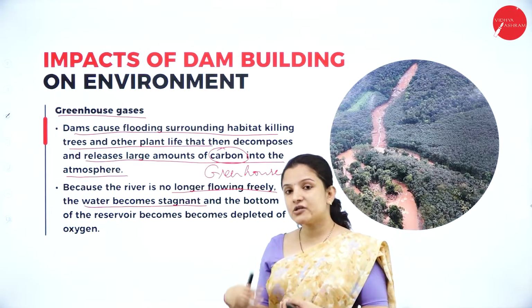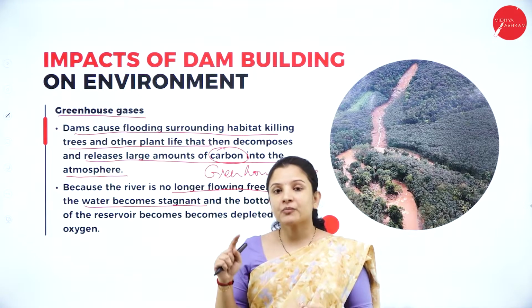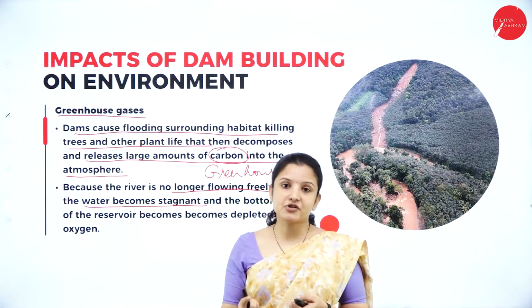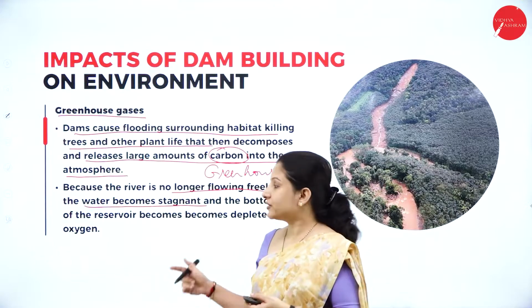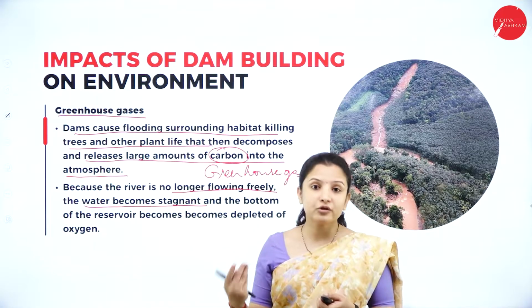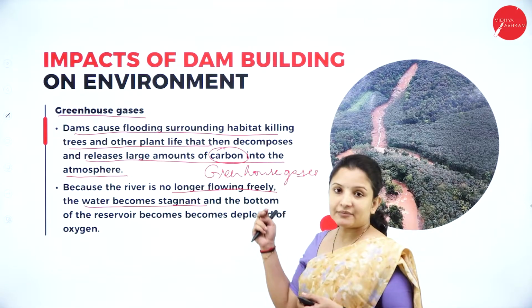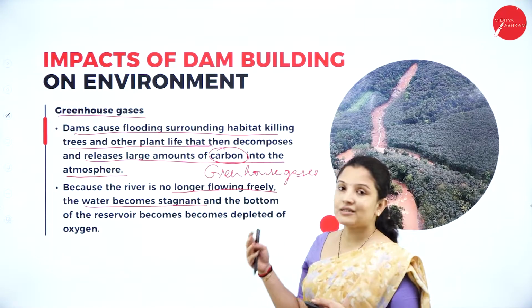Also, the reduction in the oxygen content will pose a threat to the already existing plants and fishes in that particular river. So therefore, it will further cause the death of the plants and animals, further polluting the water on the other hand. So that is how the dams can have an impact on the environment because of the increase in greenhouse gas production.